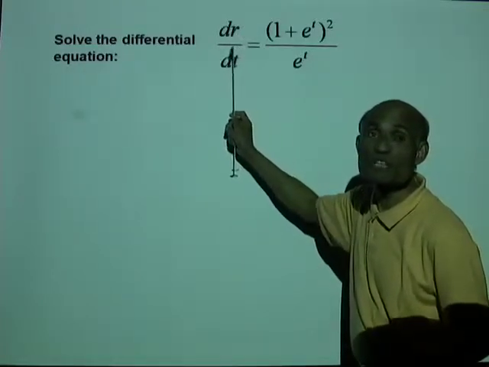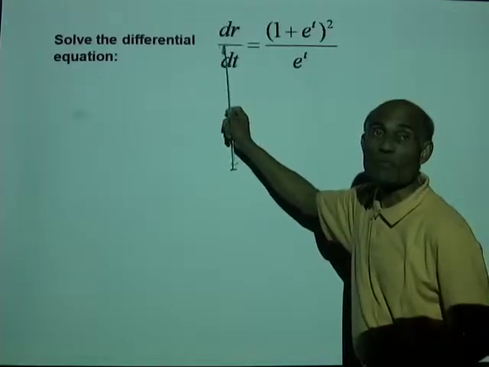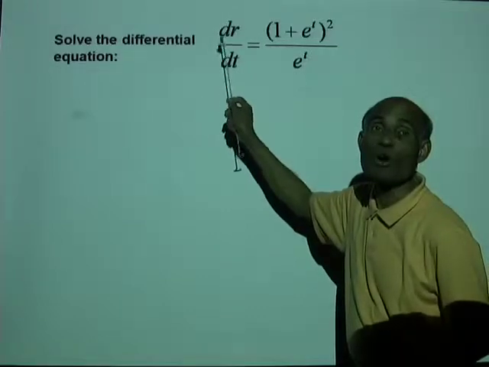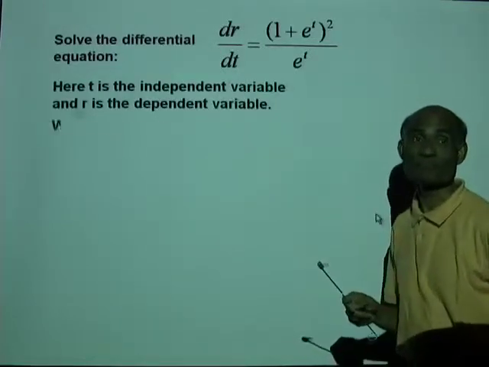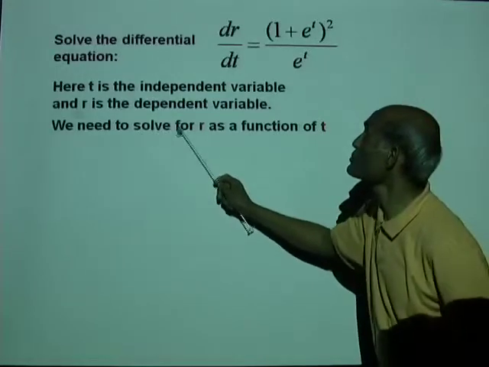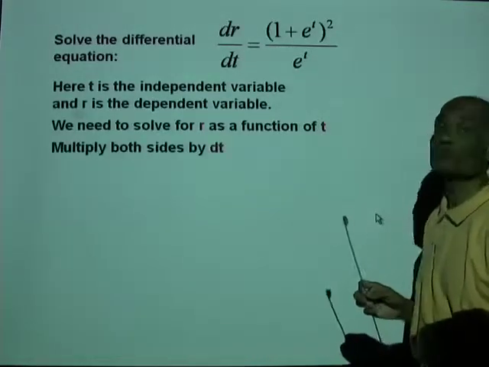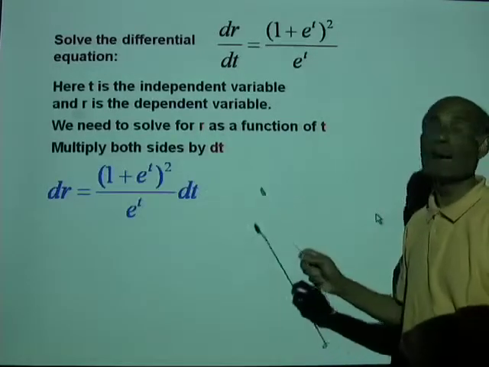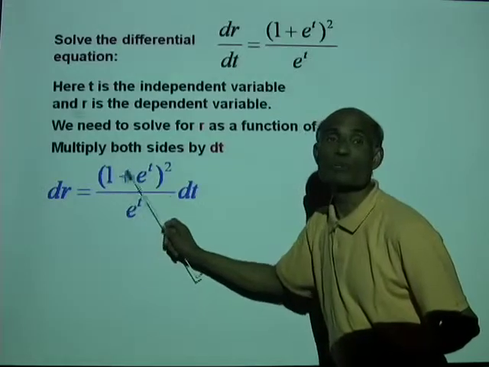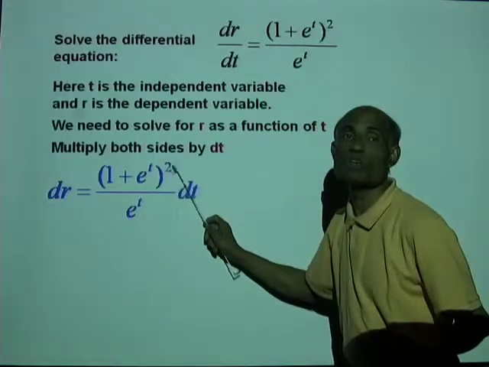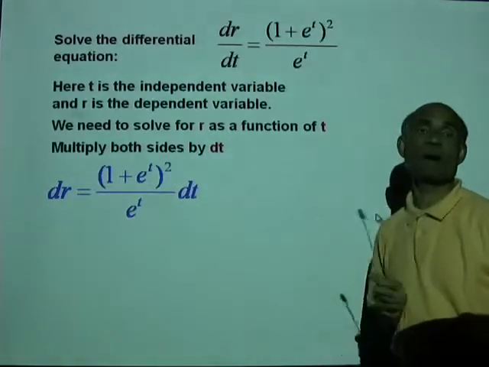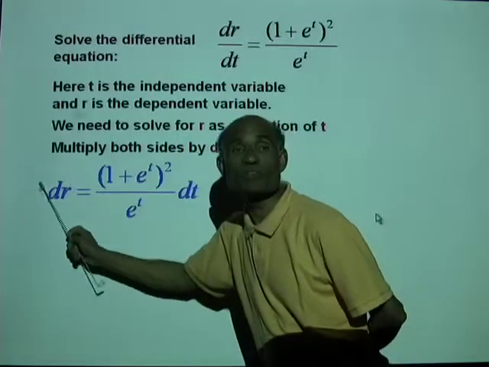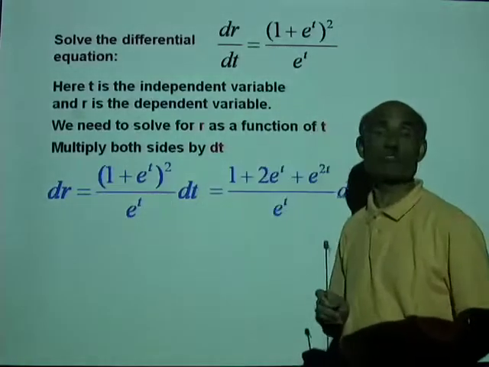So the first thing to do is separate the variables. Multiply both sides by dt so that you have dr alone on the left side. Is that right? Yes. So we need to solve for r as a function of t. The first thing to do is multiply both sides by dt, and that gives you dr equal to 1 plus e to the power of t all squared over e to the power of t dt. And in order to get r, we integrate the left hand side and the right hand side.